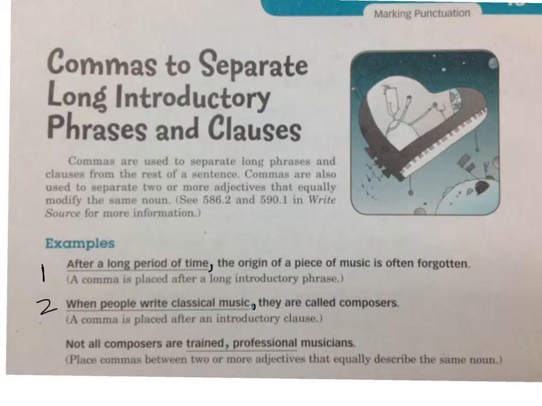But sometimes in your writing you use two adjectives to describe a noun, and both adjectives equally describe the noun. When you do that, you put them side by side, but you put a comma in between. For example, not all composers are trained professional musicians. Musicians is my noun. Trained and professional equally describe musicians. So, you put a comma between them. Both adjectives describe this noun equally.